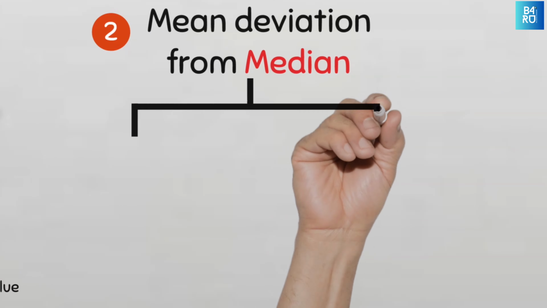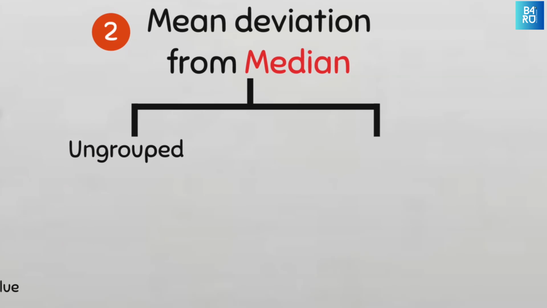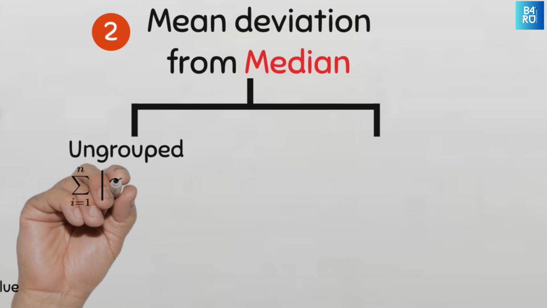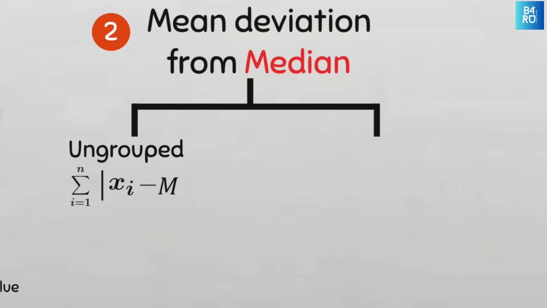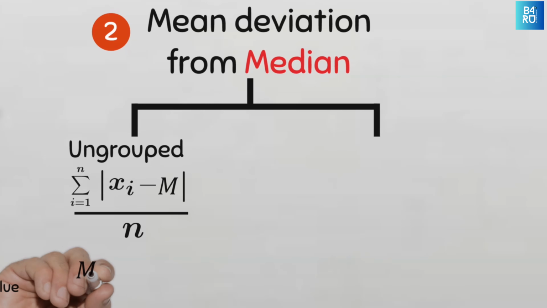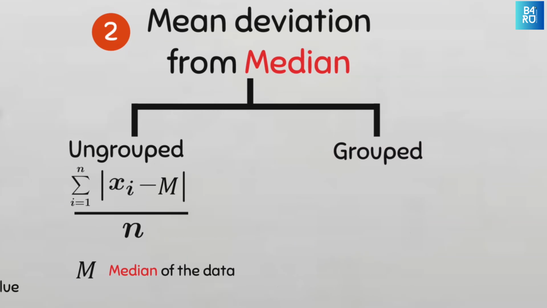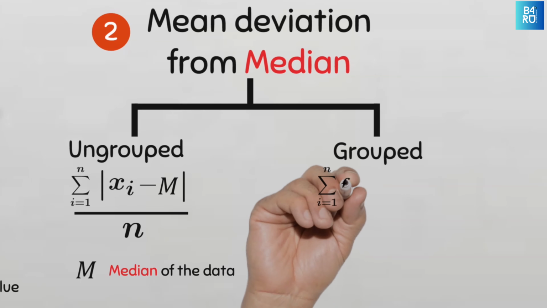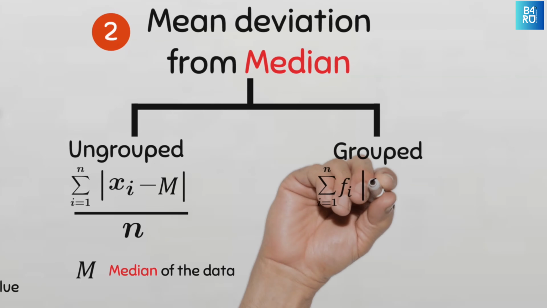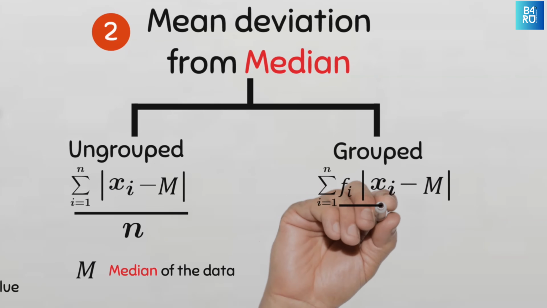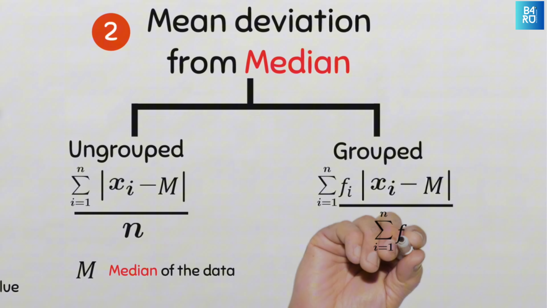So the mean deviation from the median for ungrouped data is equal to sigma modulus x subscript i minus M, all divided by n. So it's a similar formula like before. Here, M represents the median of the data. Awesome. For grouped data, mean deviation from the median is given by the formula sigma f subscript i modulus x subscript i minus M divided by sigma f subscript i.